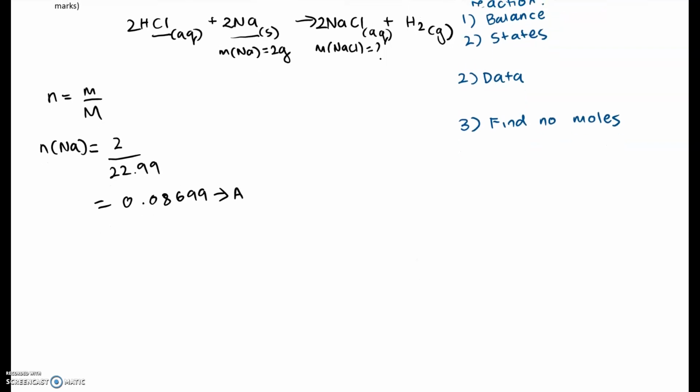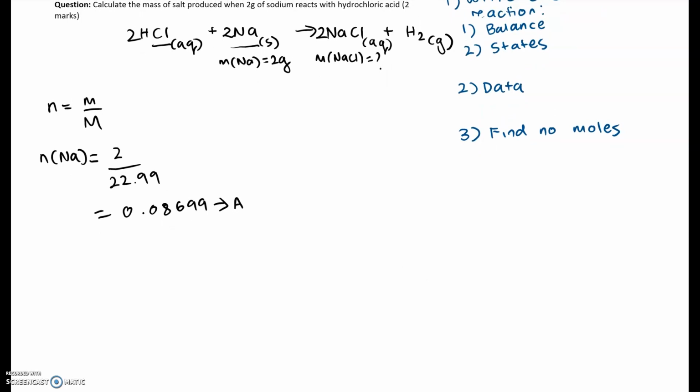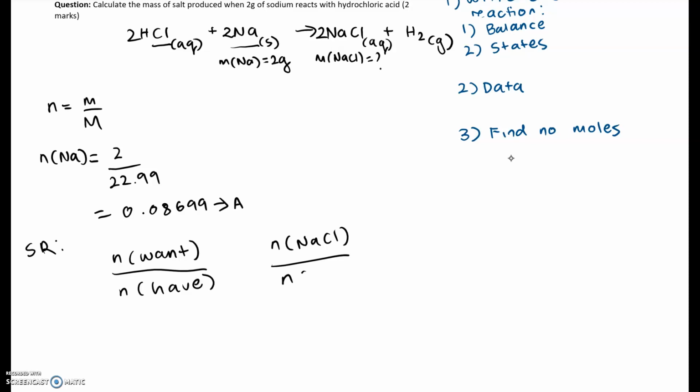So I've been given that the number of moles of metal is listed right here. So to apply the stoichiometric ratio, I simply write what I want over what I have. And that is a simple way to apply the stoichiometric ratio. Now, what do I want? I want the number of moles of sodium chloride, because then I can find its mass. I have the number of moles of sodium.